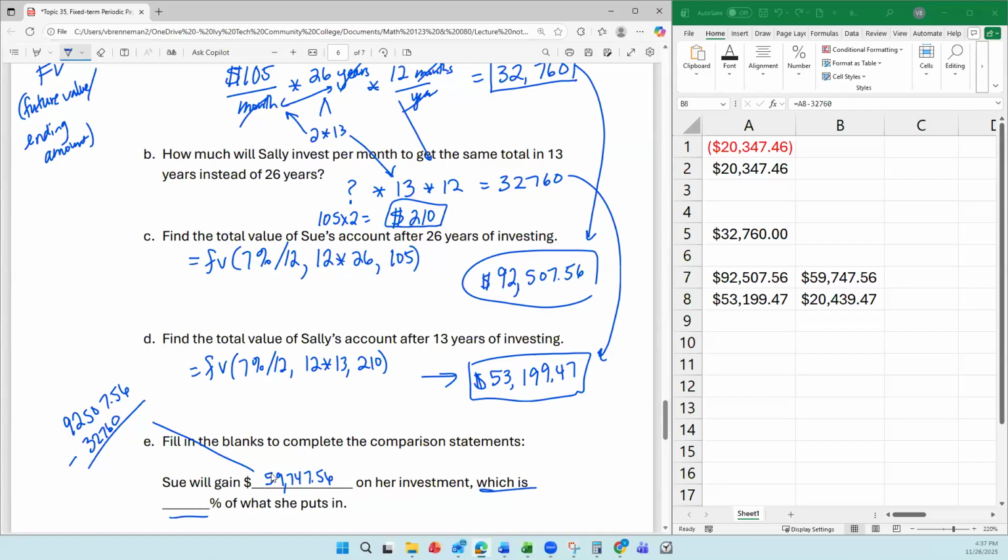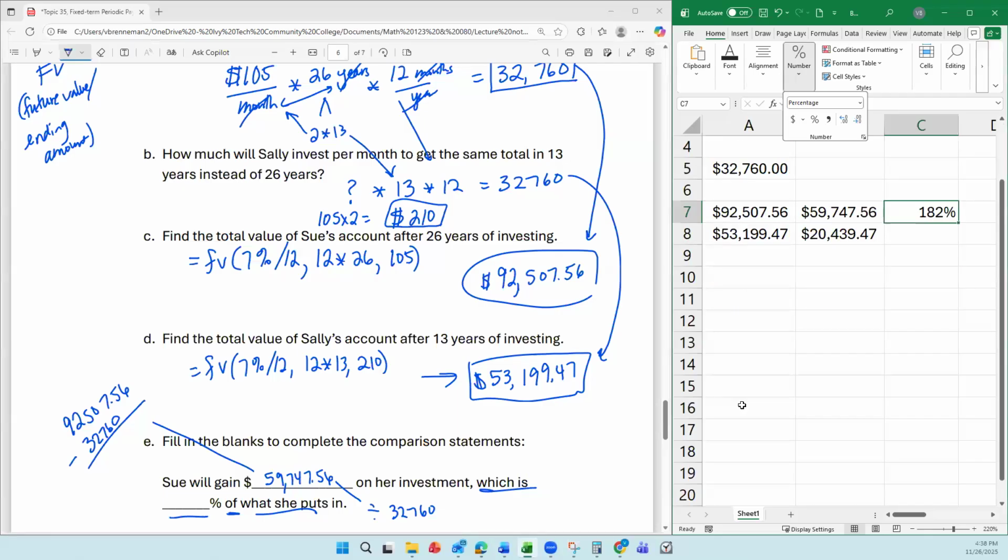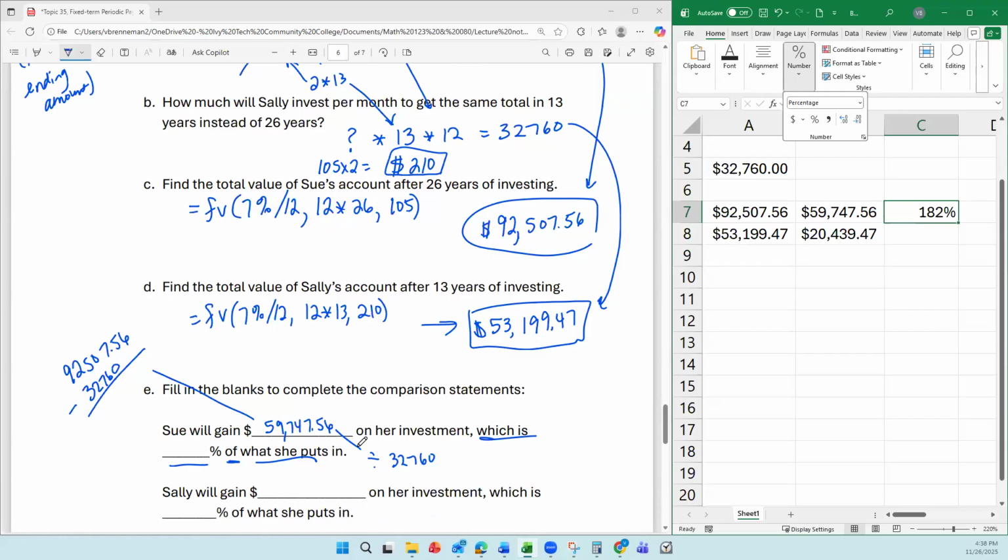Just looking for the percent gain. We already calculated the amount gained, so I'm going to take this result divided by the amount she put in, because it's a percent of what she put in. So divided by the 32,760. This should not be a dollar amount; it should be a percentage, 182%. So 100% would be she got as much as she put in, doubled her money. A 100% increase would be double. She's more than 100%. She's almost triple, almost a 200% increase, 182%.